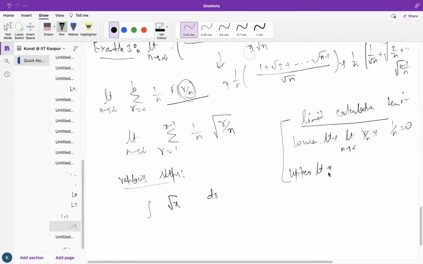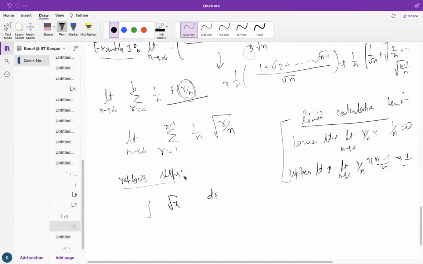Upper limit, limit n tending to infinity, r by n, our r here, r upper, which is n minus 1 by n. So what we get is the value 1. I hope you all know how to calculate the limit, right? You are all familiar with this now.